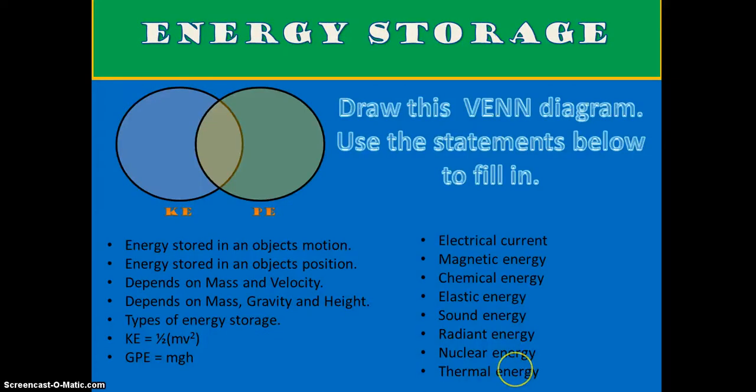What I would like you to do is create a Venn diagram, and I want you to place these statements down here into the section you think they belong. Is that statement a statement representing kinetic energy or potential energy? Or is it a statement that represents both? You would put it here in the section where the 2 circles overlap. So what I want you to do is pause the video and complete this activity.